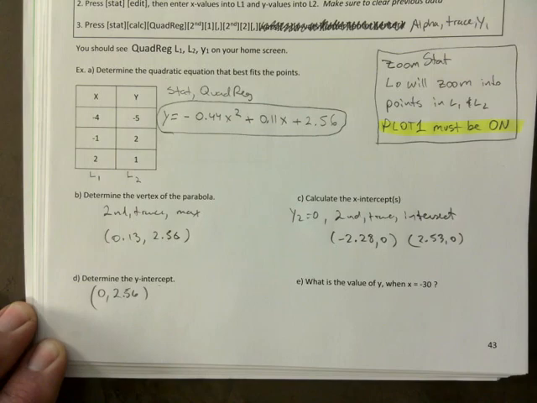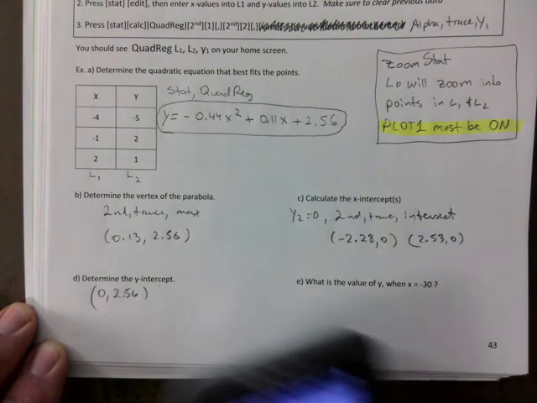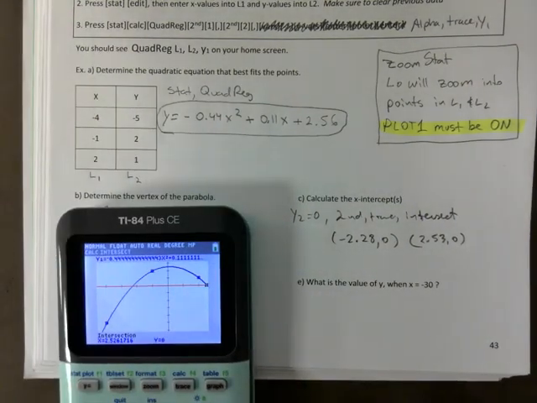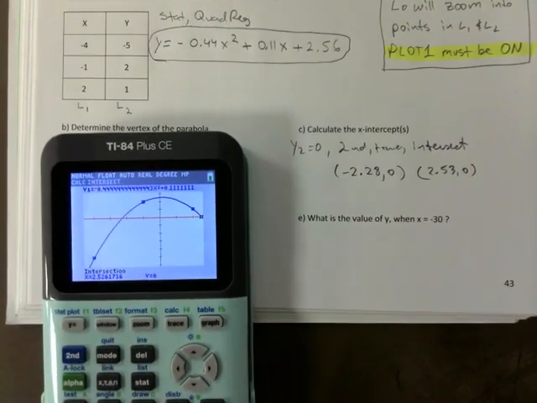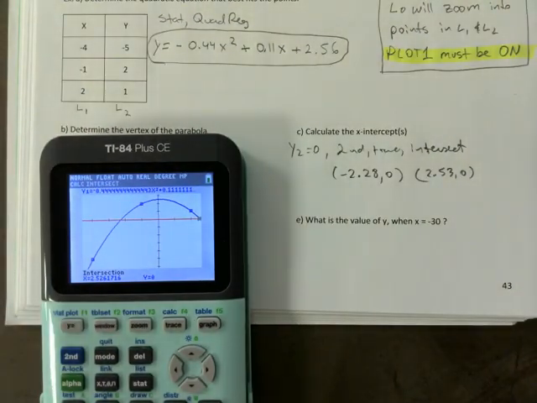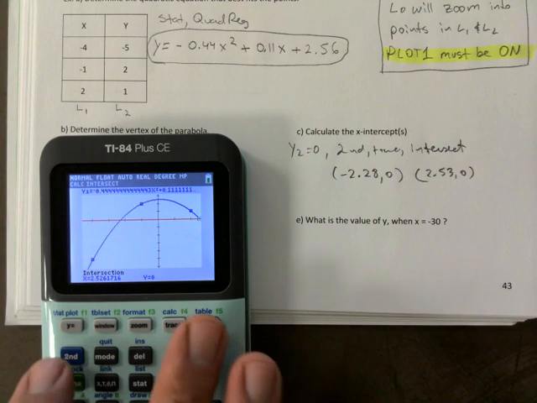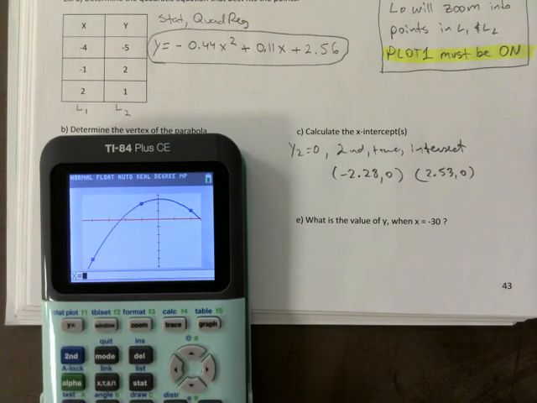2.530, and there you have it. Those are your intercepts. And this one is interesting. I'm wondering if you got this one. Okay, what's the y value when x is negative 30? So second trace 1, you got to go negative 30. Will it work?